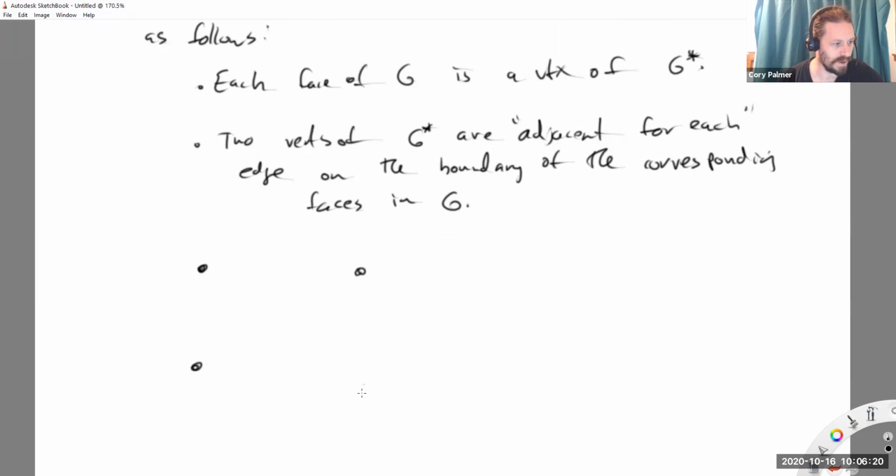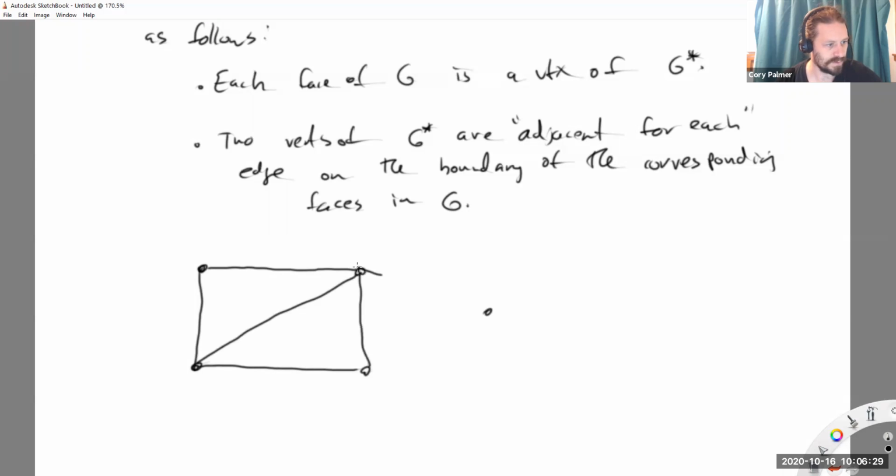So let's say we've got this graph here. In black is G, and here's a planar embedding. The vertices of G star, it's actually very easy to figure out how to construct this, is just draw a vertex inside the center of each face here. And there's one out here too for the unbounded face. Okay, so I'm going to have 4 vertices in the dual, 1 for each face.